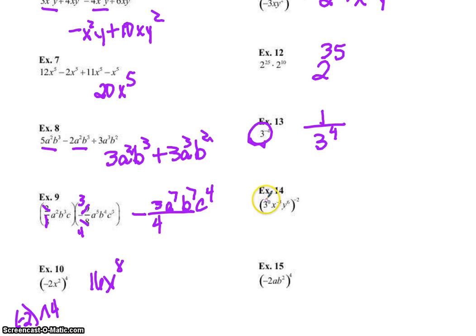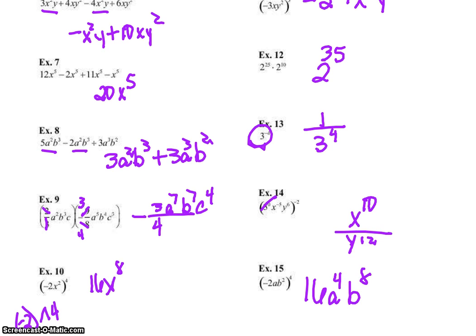3 to the 0. Okay, so 0 times -2 is 0. It's gone because anything to the 0 power is 1, so it's just kind of gone. X to the 10th. And you would have y to the -12th. Let's go ahead and move that to the bottom because I don't want a negative exponent. Negative 2 to the 4th is 16. This would be a to the 4th, b to the 8th.